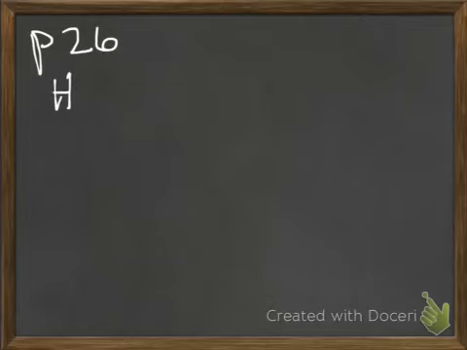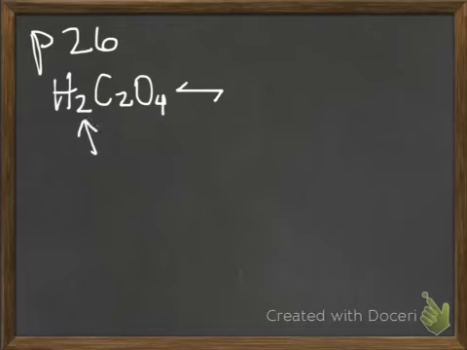This problem is on page 26 of your packet. It's the acid-base equilibrium AP practice problem, and it's very similar to what an AP free response problem might look like. So we have the overall dissociation of oxalic acid, H2C2O4. The key thing here is that it is a polyprotic or diprotic acid because of the H2.